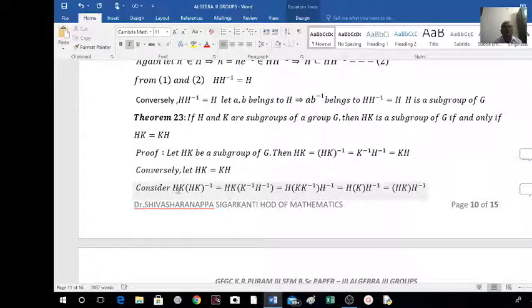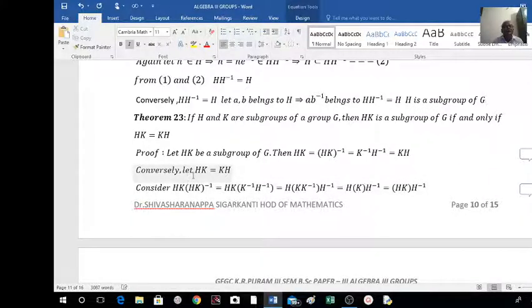So for that I will consider HK into HK whole inverse. HK whole inverse can be written as K inverse H inverse. This is equal to H, by associative law, H into KK inverse into H inverse. What is KK inverse? KK inverse is equal to K itself, because K is a subgroup. If H is a subgroup, we have HH inverse equal to H. K is a subgroup, therefore KK inverse equal to K. So this is HK H inverse, using the associative law.